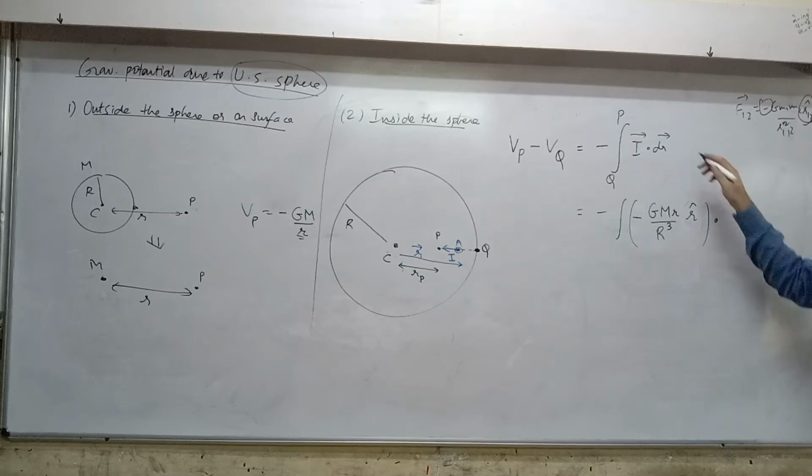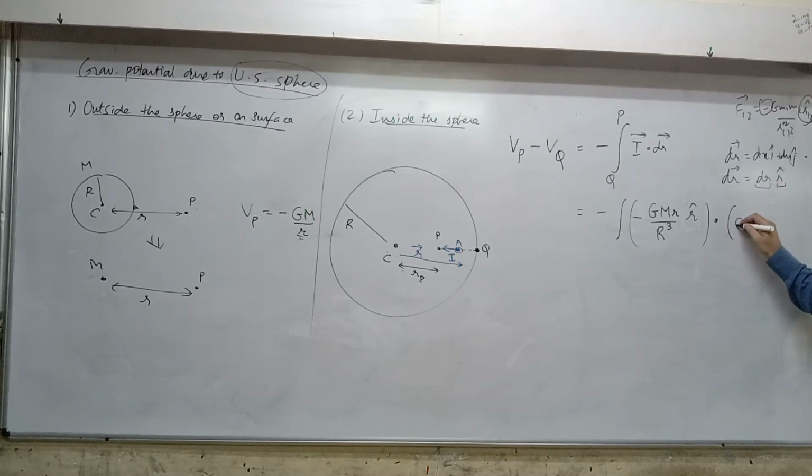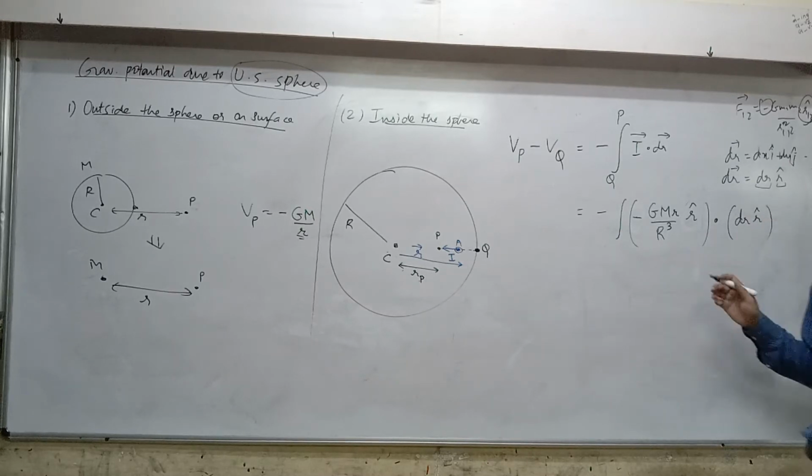Dot. Now you always see dr vector. There are a few ways to write dr vector. One is dx i caret, dy j caret, and so on. The other way to write it is just like this. What does this mean? dr vector means dr is the magnitude and r hat is the direction. So if you write it like that, you get this shape. Then we take the dot product.